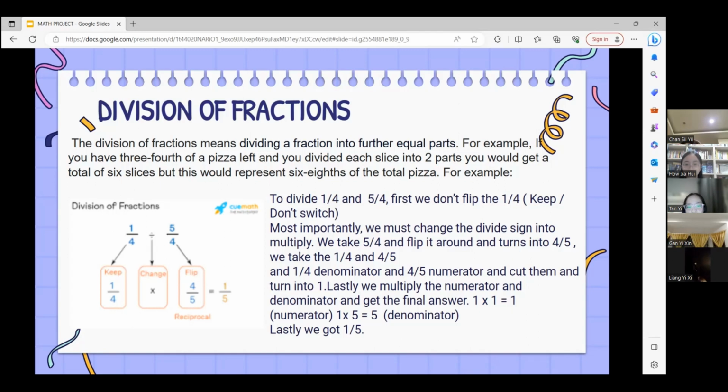So 1 over 4 multiplied by 4 over 5. As you can see, the numerator of 4 over 5 and the denominator of 1 over 4 are both the same number. So we cancel 4 and 4, which equals 1. So the numerator is 1 times 1 equals 1, and the denominator is 1 times 5 equals 5. So lastly, we got our answer, 1 over 5.